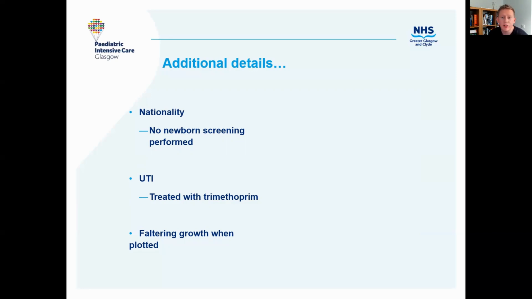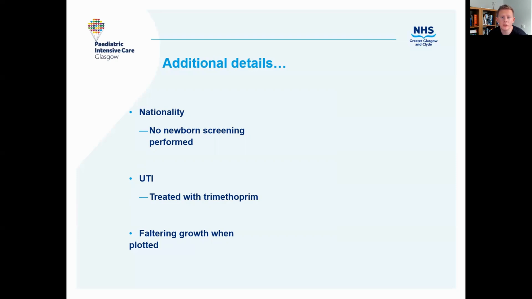They also have faltering growth whenever you plot them. So when you plot their birth weight and you plot their subsequent weight that they've presented at, they seem to be faltering a little bit. They've crossed centiles. So you're thinking we have something going on that when they have diarrhea and vomiting, their electrolyte loss becomes even more pronounced than you would expect. They haven't had newborn screening and they have faltering growth. Is this pointing you towards a particular diagnosis?